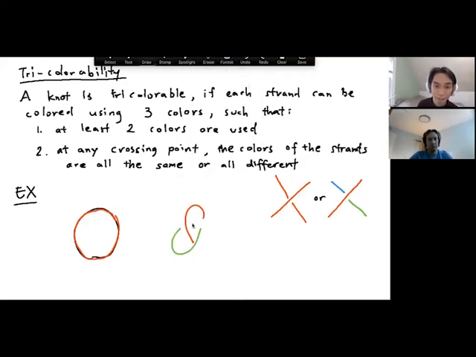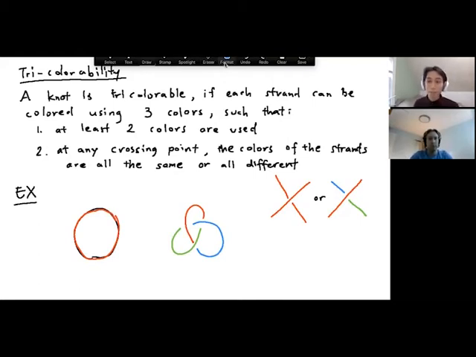And so as you can see, at least 2 colors are used. And at every crossing point, either the colors are all the same or all different. And so we have that the trefoil knot is tricolorable.